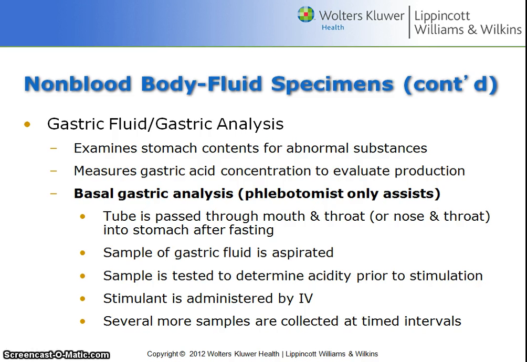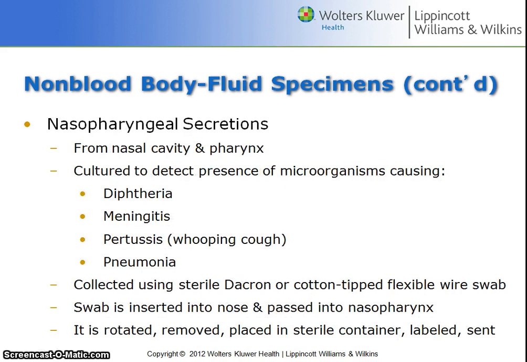Gastric fluid, gastric analysis, examines stomach contents for abnormal substances. Nasopharyngeal secretions from the nasal cavity and the pharynx. Culture to detect presence of microorganisms causing diphtheria, meningitis, pertussis, and pneumonia. Using a sterile Dacron or cotton-tipped flexible wire swab. Not the red swabs that you use for cultures.